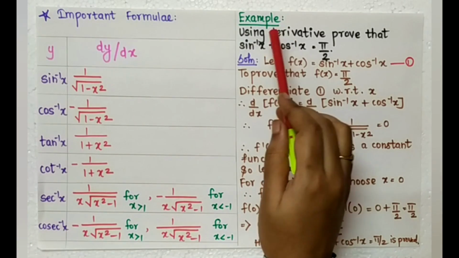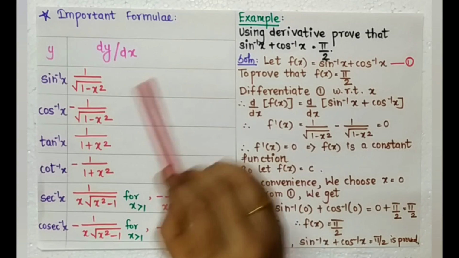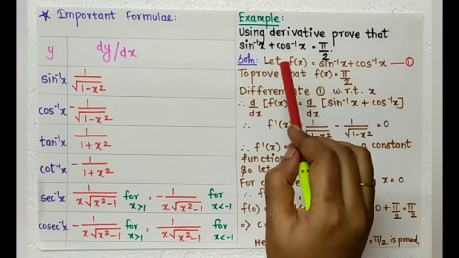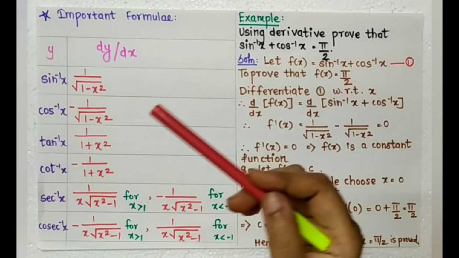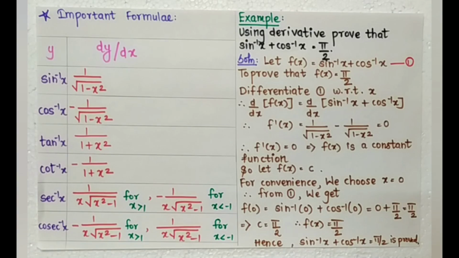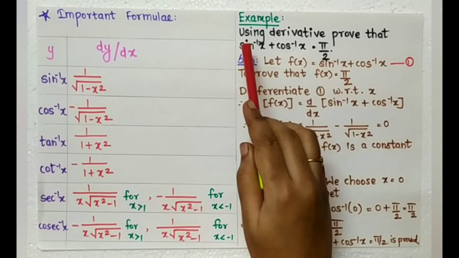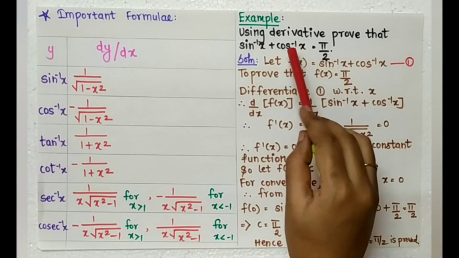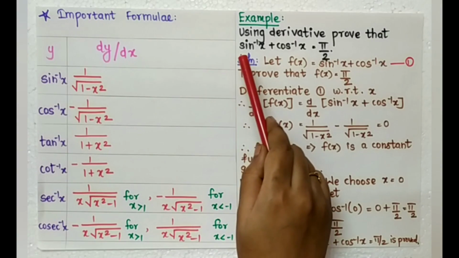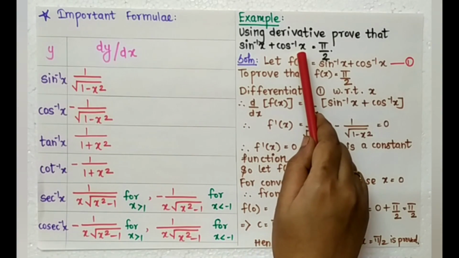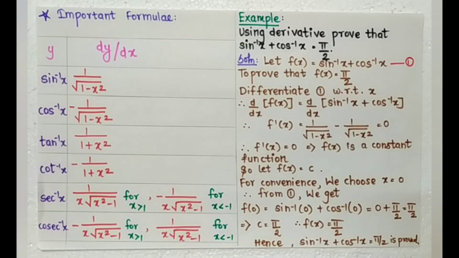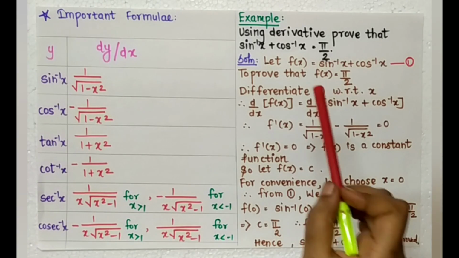Here we have an example. This is given in your textbook. Once you understand this, you can easily solve question number 5 of exercise 1.2. See what the question says. Using derivative, prove that sine inverse x plus cos inverse x is equal to pi by 2. We need to use our derivative to prove this example.